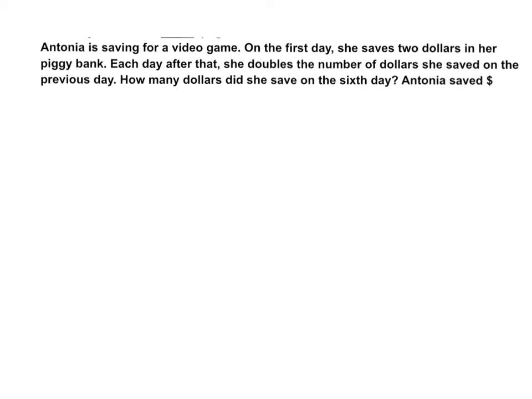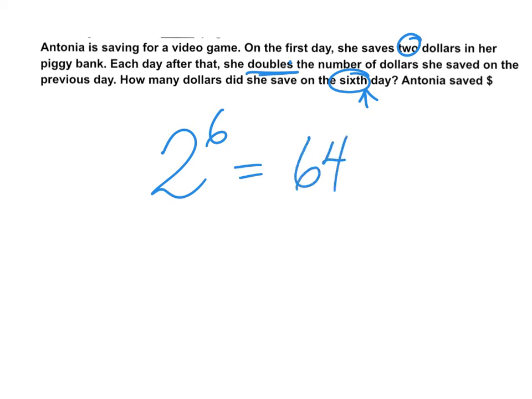Antonia is saving for a video game. On the first day, she saves $2 in her piggy bank. Each day after that, she doubles the number of dollars she saved on the previous day. How many dollars does she save on the 6th day? Okay, so this we're going to use our exponent to figure out. So each day she's doubling $2. That's going to be my base. And since she's doing this for 6 days, I'm going to raise 2 to the 6th power to figure out how much money she saved. So 2 to the 6th power equals $64.